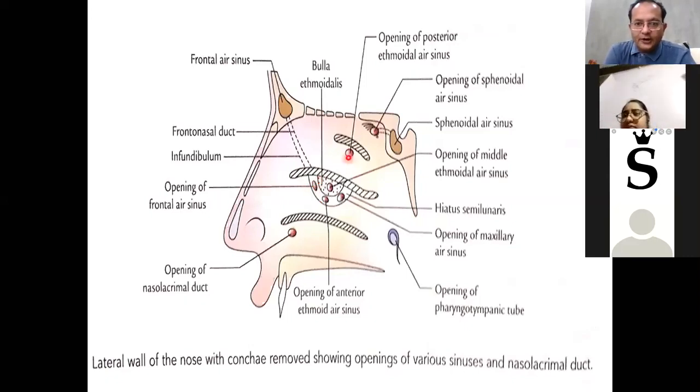And this is the opening of the sphenoidal air sinus above the superior nasal concha in the sphenoethmoidal recess. Clear? Raise your hand and tell me, show a thumbs up.